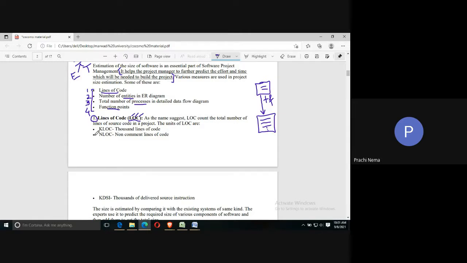The units which can be used when you talk in terms of lines of code are, if there are thousands of lines of code, use kilo lines of code, that is KLOC. If NLOC is mentioned, that means all the non-comment lines of code, excluding the comments, have been counted. If you talk about KDSI, K stands for kilo, D stands for delivered, S stands for source instruction. So all the thousands of delivered source instructions will be counted if you use this unit. So whatever is your need, you can use that particular unit.